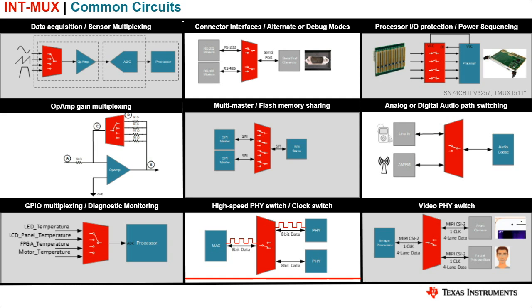Bottom middle, high-speed PHY switch, very similar to the connector interface. You have two PHY signals going in, you switch between them, going to the MAC. And then finally, the MUX is also used in video applications. If you have a front camera and a back camera, you can switch between them and then output the signal to the imaging processor. So this is more of a general view of applications for multiplexers.